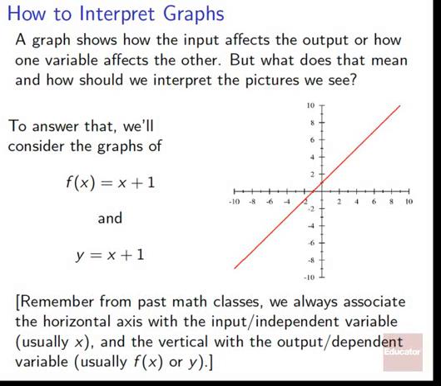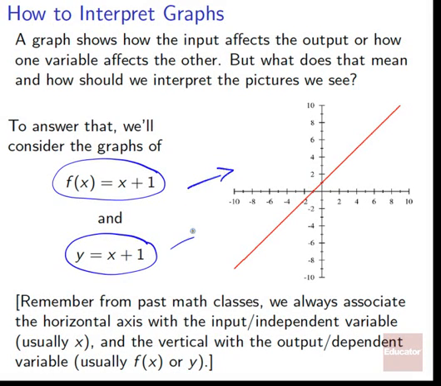Okay, so when we have a graph, it shows how the input affects the output, or how one variable affects the other. But what does that mean, and how should we interpret the pictures we see? So to answer that question, we're going to consider the graphs of f of x equals x plus 1 and the equivalent graph of y equals x plus 1. This graph over here is the same for both of those. Either that function f of x equals x plus 1 or that equation y equals x plus 1, we're going to get that same graph on the right side.